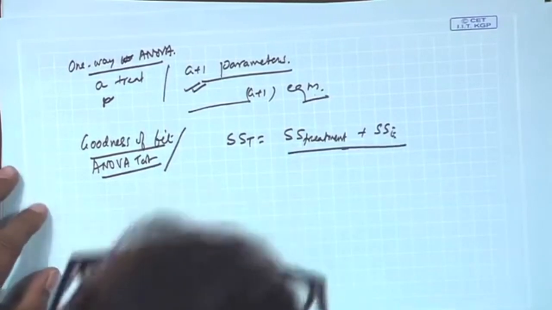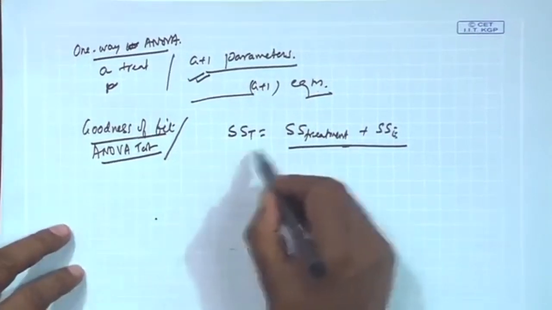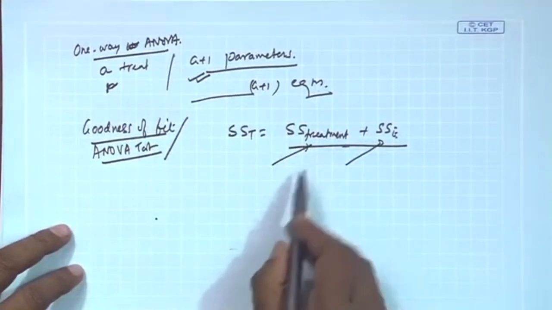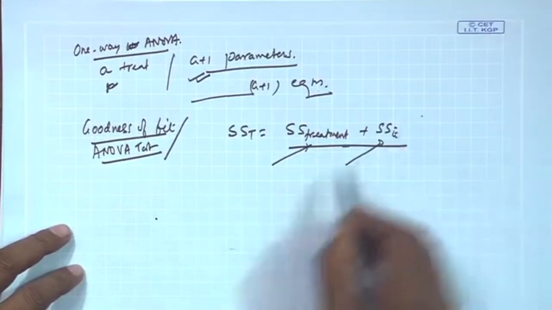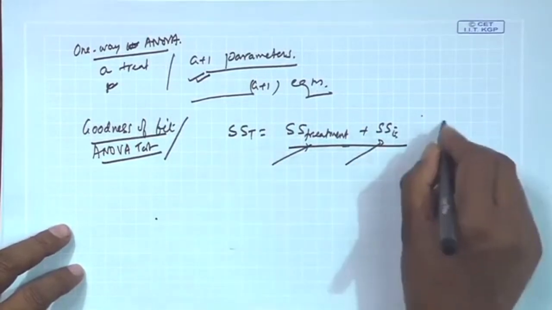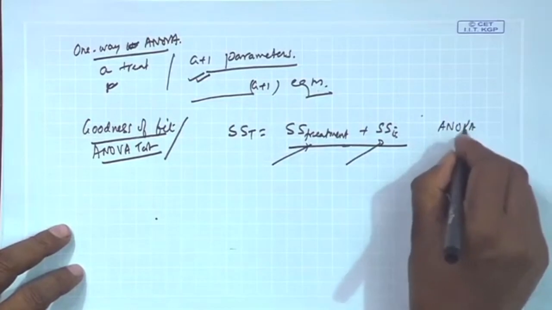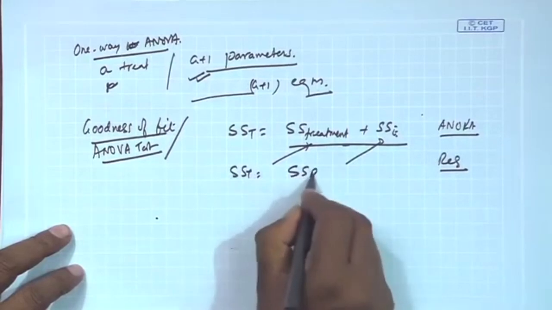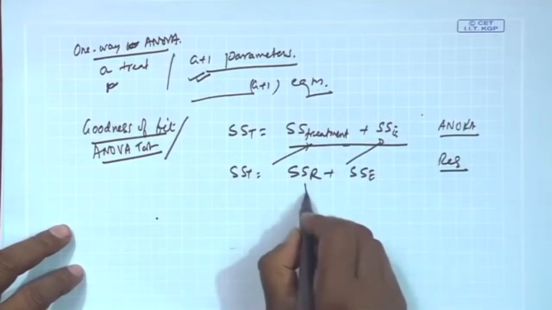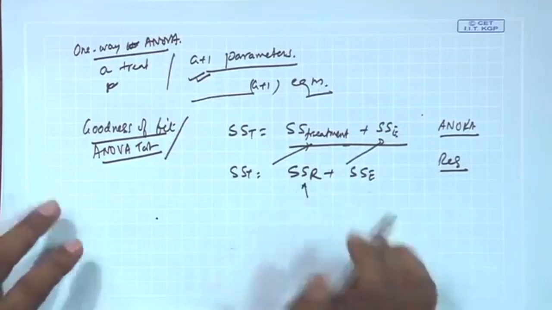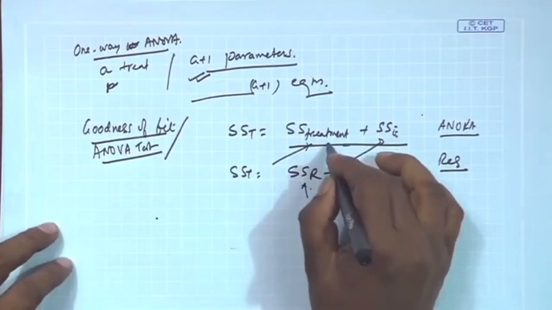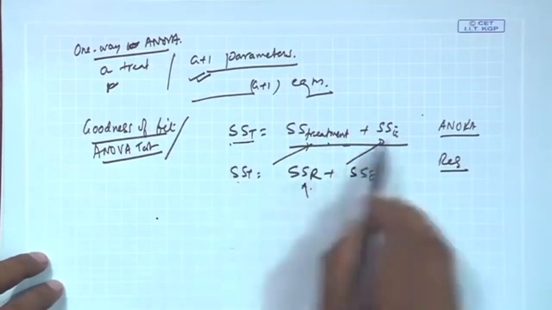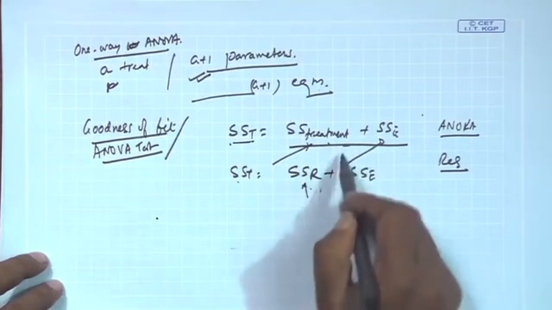Now, using the regression approach, how do you compute these things, SSE and SS treatment? In one way ANOVA we have SS treatment, and in regression what you have seen is that SST equals SSR plus SSE. What is SSR? Sum of squares regression. So the sum of squares regression and the sum of squares treatment: ultimately it is partitioning the total variability into two parts. So they will be almost the same.